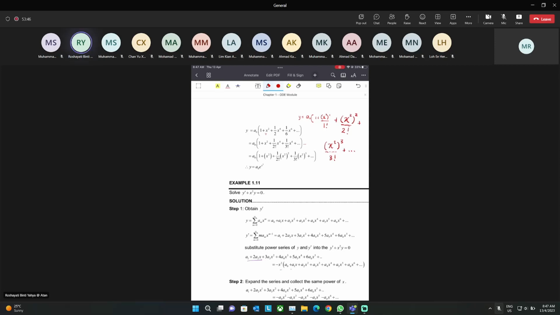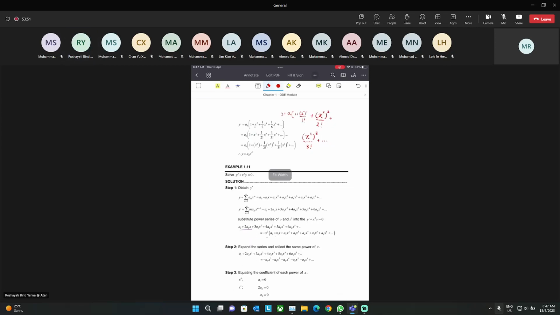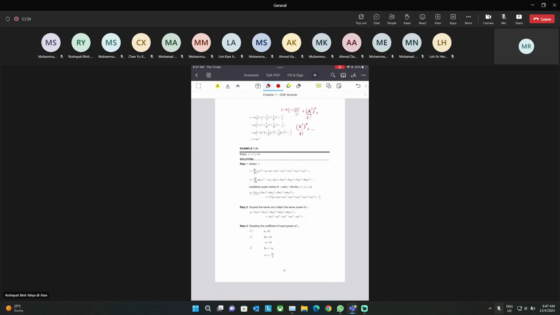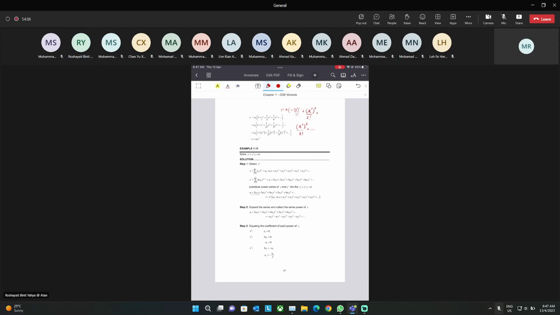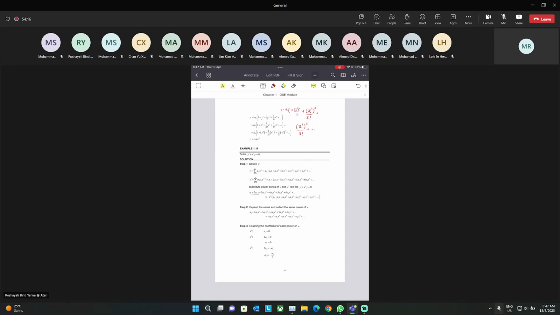So if you compare this to the equation, oh, I cannot move this page. What happened? It is not cooperating. Wait, it cannot move.